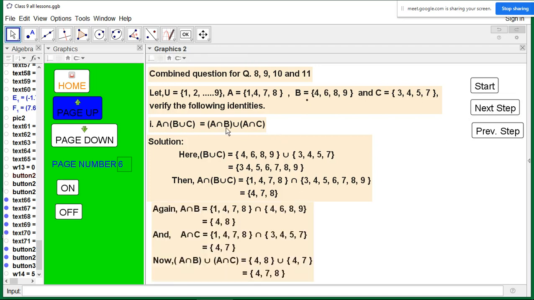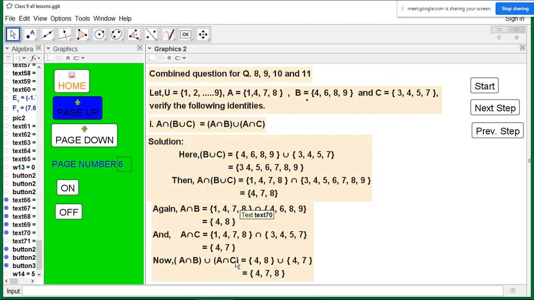That's why I have taken A intersection B first. So, same process. You will get 4 comma 8, that is A intersection B. Similarly, I have taken A intersection C, that is 4 comma 7. Now combine A intersection B union A intersection C. So for that, A intersection B union A intersection C is 4 comma 8 union 4 comma 7, which is 4 comma 7 comma 8.